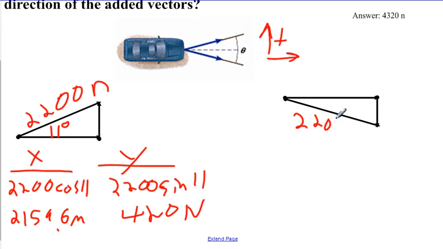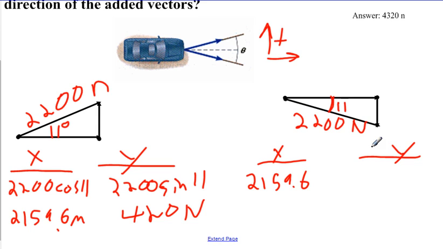So we know that this is also 2200 newtons. And our angle here is the same as before, as over here. So it is also 11 degrees. And what you'll find is if you work it out like this, like the previous problem, we get the exact same numbers as before that our calculator gives to you. And so we can look at this as 2159.6. And in this case, if we look at this, your calculator would give you 420, but because it's going down, we know it's going to be negative 420 here.